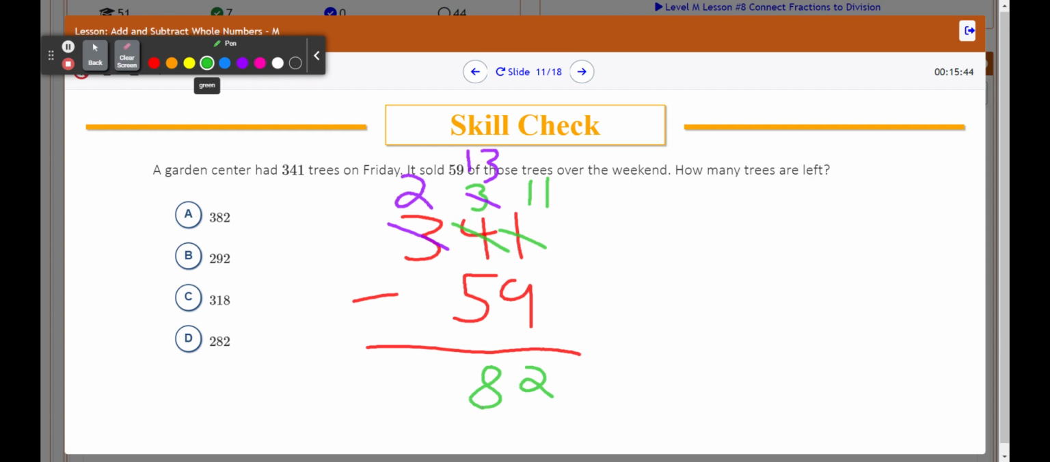Now I go to my last column. Now it says 2 minus blank. Well, blank, nothing's there. Well, there is something there. It's a 0. We just don't see it because we don't write that 0 in front because it has no value. So 2 minus 0, or 2 minus nothing, gives me 2. And there's our answer, 282 trees.